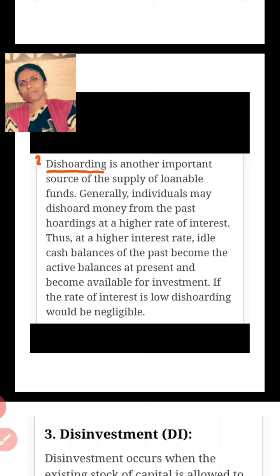Then come to the second very interesting point on the supply side, that is dishoarding. Yes, it is another source of loanable funds. Individuals generally dishoard their money, that means from their past hoardings when the rate of interest is high. Thus, the idle cash balance of the past now becomes active money at present and becomes available for investment. So, this is the second very interesting source.